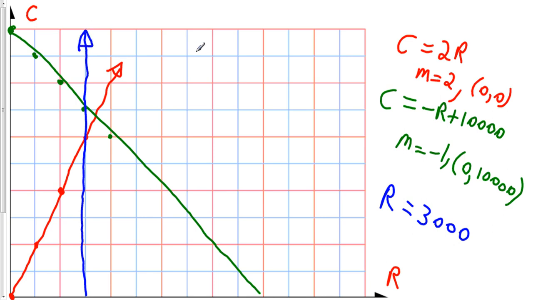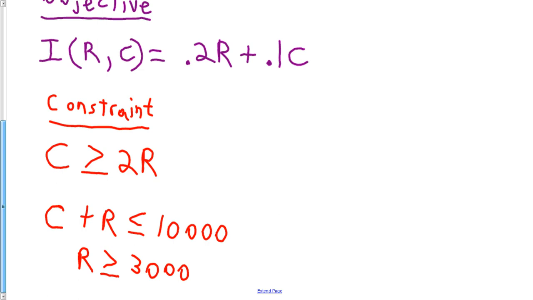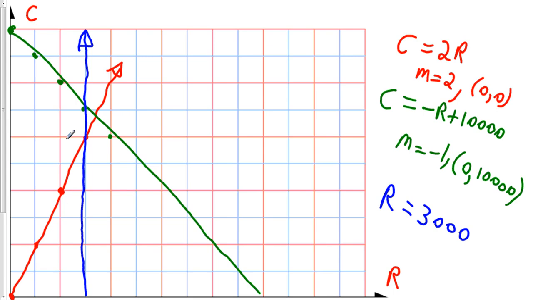Okay, and now I can look at my region of feasible solution. I'm going to color my region of feasible solution in purple. Here's what I need to be: below the green line, above the red line, and since r is greater than or equal to 3,000, to the right of the blue line. So below the green, above the red, and to the right of the blue is this region right in here. Very small region. This is my region of feasible solutions.